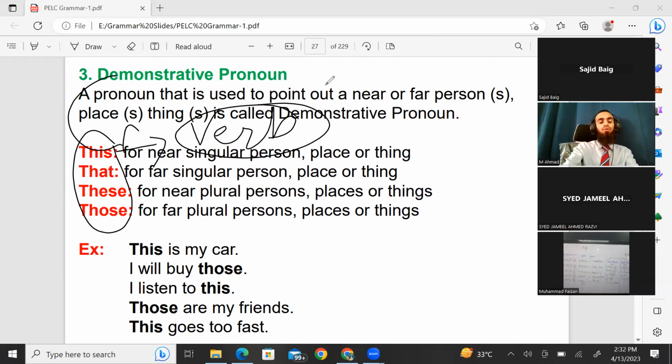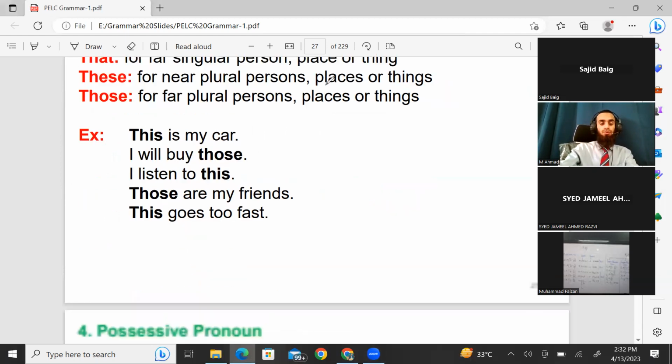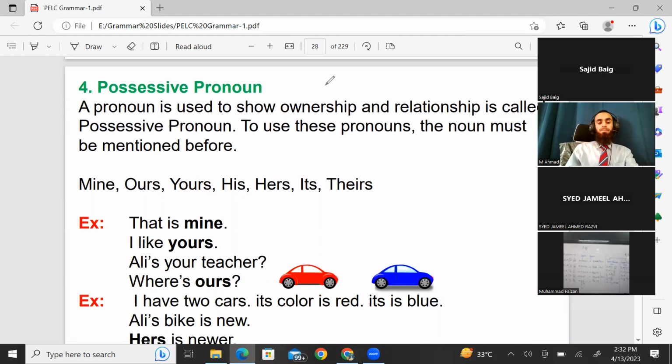Otherwise, if a noun came after this, that, these, or those, at that moment it would be called a demonstrative adjective, right? We would discuss that later. But right now, keep in mind that after these four words, if any verb is used, then these would be called demonstrative pronouns. Demonstrative pronoun, right? Okay. Next we have possessive pronoun.